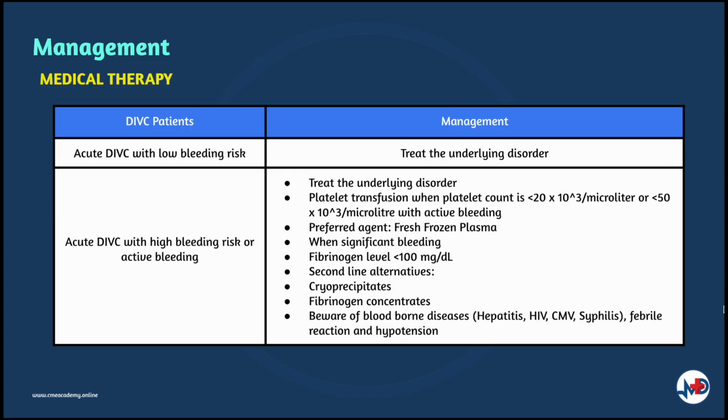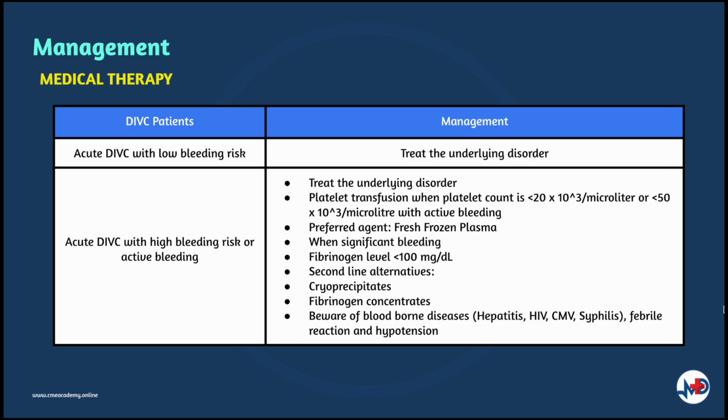For management via medical therapy, the aim for patients with acute DIVC but with low bleeding risk is to treat the underlying disorder. For patients with acute DIVC but with high bleeding risk or active bleeding, the underlying disorder should be treated well, but at the same time the bleeding is managed by platelet transfusion when platelet counts are less than 20 times 10 to the power of 3 per microliter, or 50 or less than 50 times 10 to the power of 3 per microliter with active bleeding.